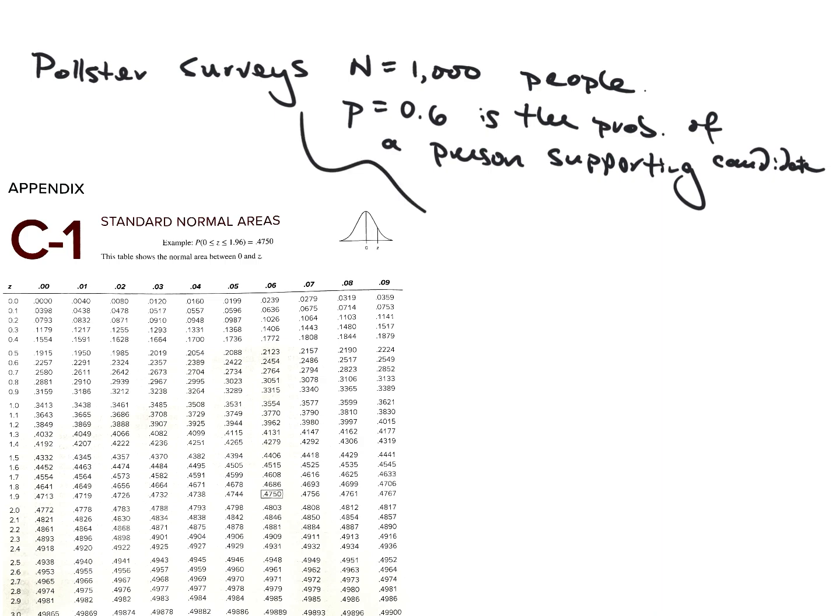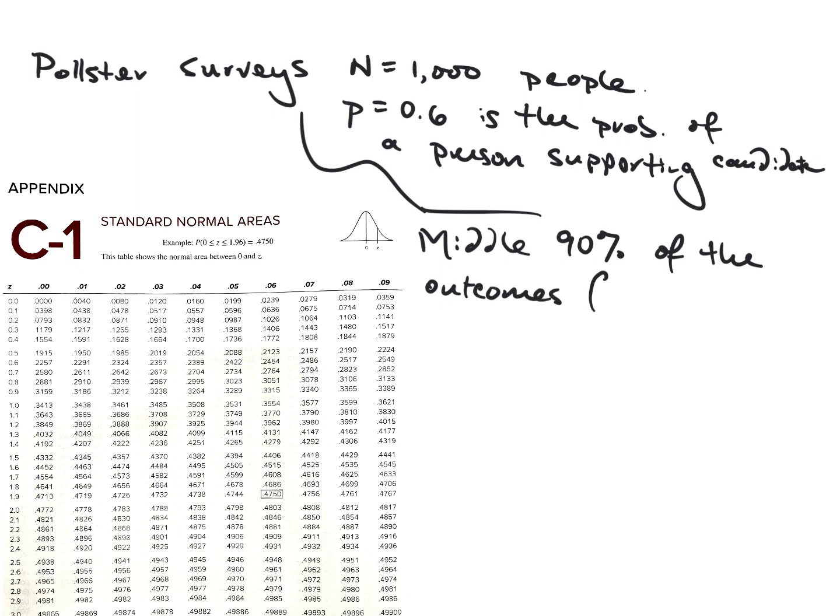What range is likely to... or, let me reword this. What is the middle 90% of the outcomes for X?